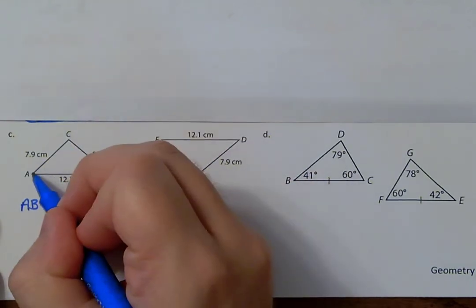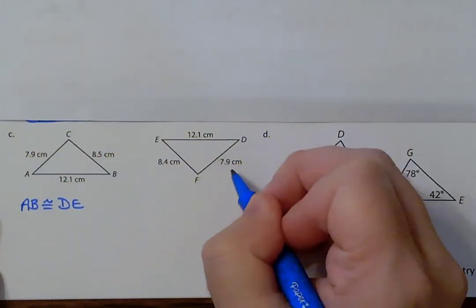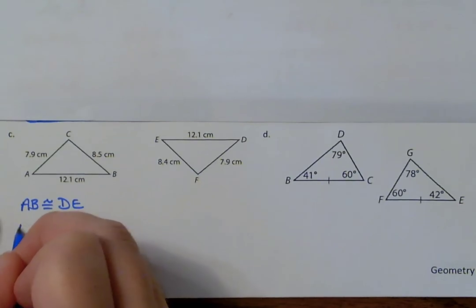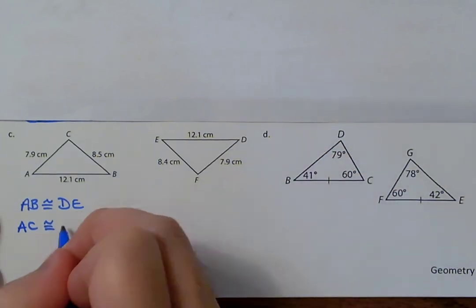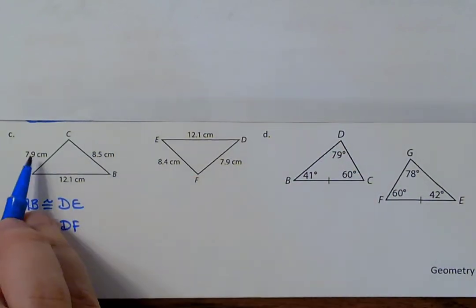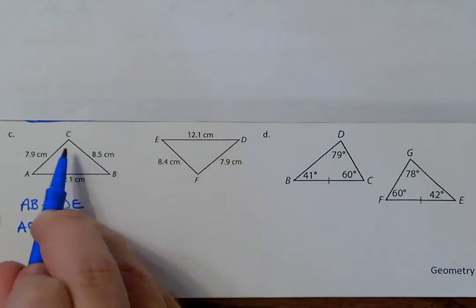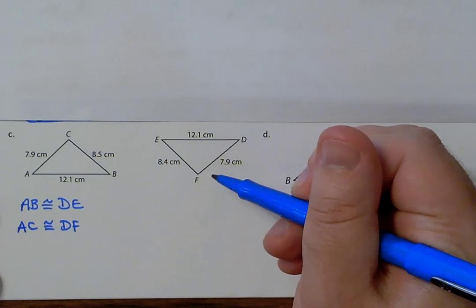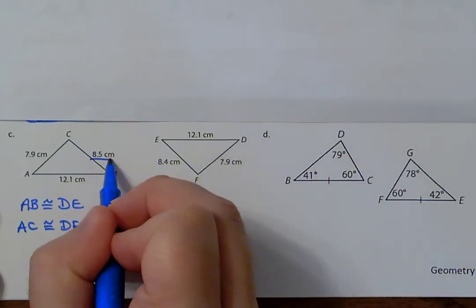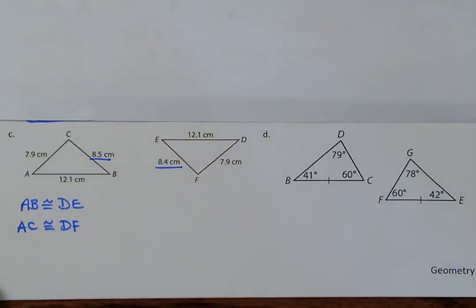Next, I know that AC, because it's 7.9, is congruent to DF because it's also 7.9. So I can say AC is congruent to DF because again they're both 7.9. Alright, and then lastly, BC is 8.5, and if I look over here, I do not have an 8.5. The only side I haven't used yet is this EF, which is 8.4.